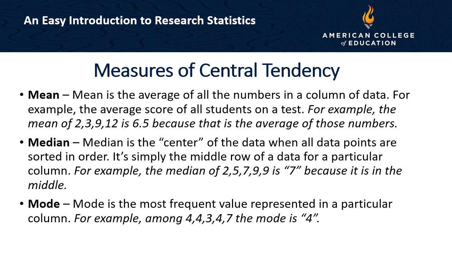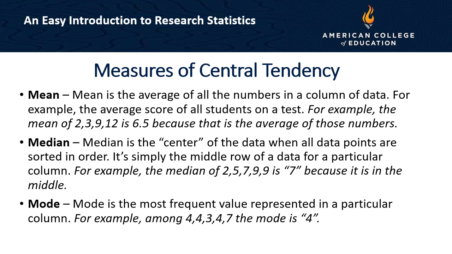In statistics, there are three measures of central tendency upon which all of the rest of statistics are built. And these are the mean, median, and mode for any particular data set. The mean is the average of all the numbers in a column of data. For example, the average score of all students on a test is the mean. In this case, a data set of 2, 3, 9, and 12, 6.5 is the mean because that's the average of those numbers. So the mean is just the average.